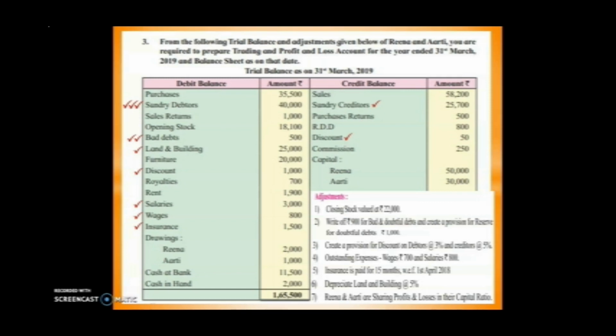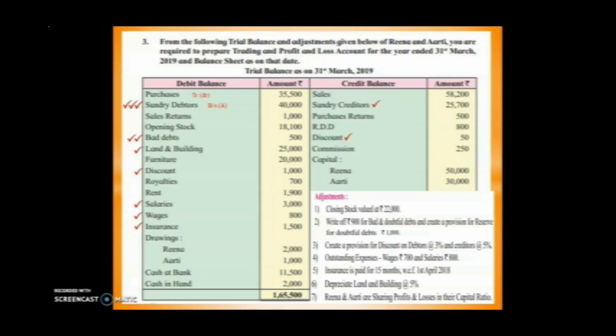Now let's go through the trial balance and give one effect for each and every item in the trial balance. The first debit balance is purchases. This will be recorded on the debit side of trading account. Sundry debtors. This will be recorded on the asset side of balance sheet in the inner column, and we will be leaving 5 lines below that because there are 3 adjustments.